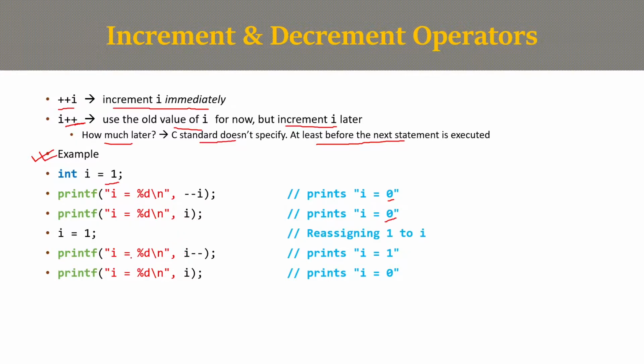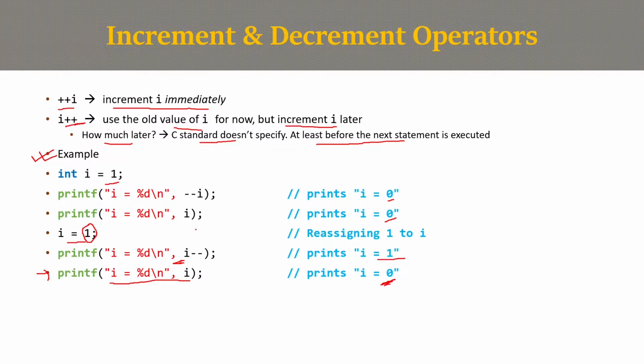But if we use the postfix operator here, what will happen? Say we are reassigning the value of I to 1 again. Okay, so I is now again 1. Now we want to print the value of I, but what we are doing here is using the postfix decrement operator, right? So minus minus is used after the operand, which is the postfix. Now if I want to print this value here, I will print 1, since for postfix we are using the old value of I, which is 1. Okay, but before the next statement is executed, the value of I is decremented. So in the next statement, if we want to print I, the value of I will be printed as 0.